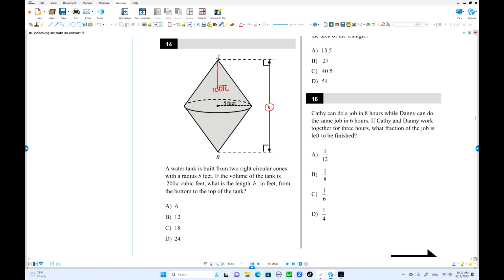Now let's find this height first. What is that? Pi r squared. r squared is 25, times h. But when you divide by 3, it's going to equal 100 pi, right? That's the value. So when you multiply, that is 300. And divided by 25 again, h equals how much? 300 over 25 equals 12. So this is 12. The other side is also 12, so the total is what? 24 is the height.